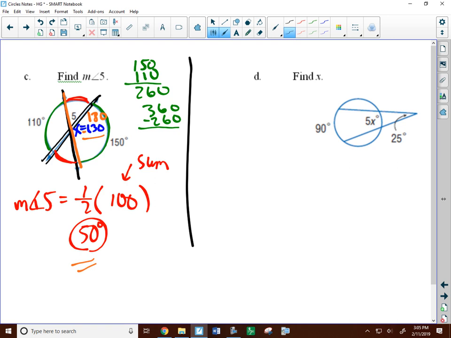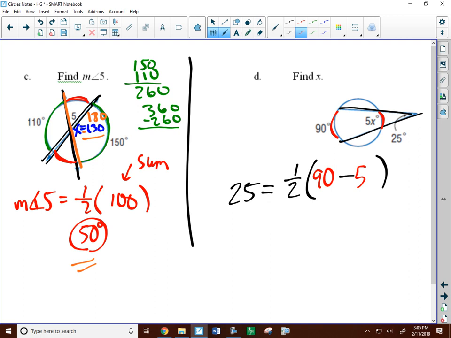All right, finally D. There's no central angle, no inscribed angle, no random angle on the inside, but there is an angle on the outside. And here's the formula. The angle, 25, is half the difference of the two arcs that it intercepts. Outer minus inner. 90 is outer, minus inner, 5x.